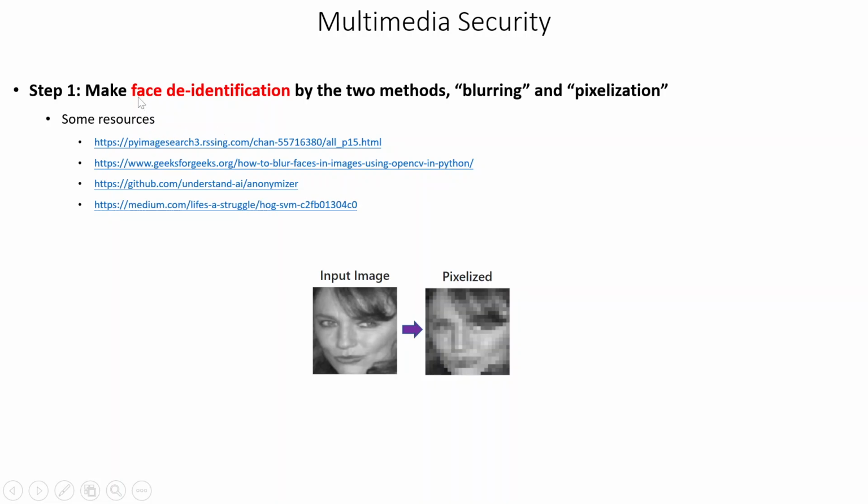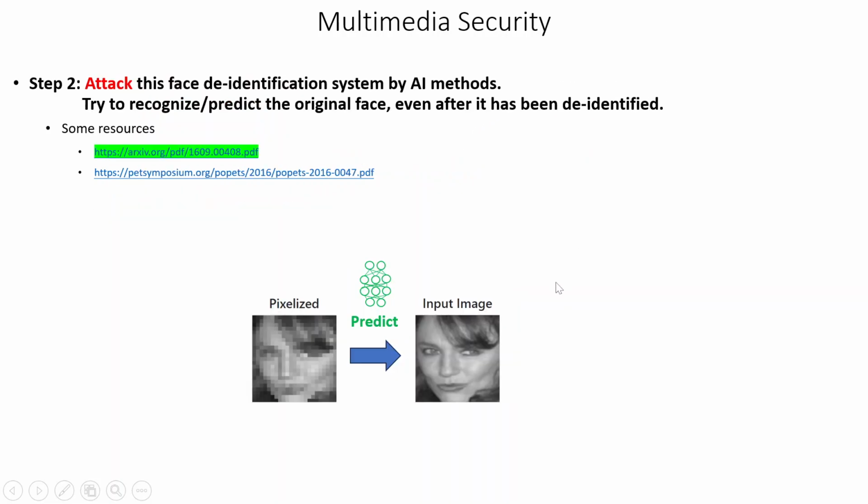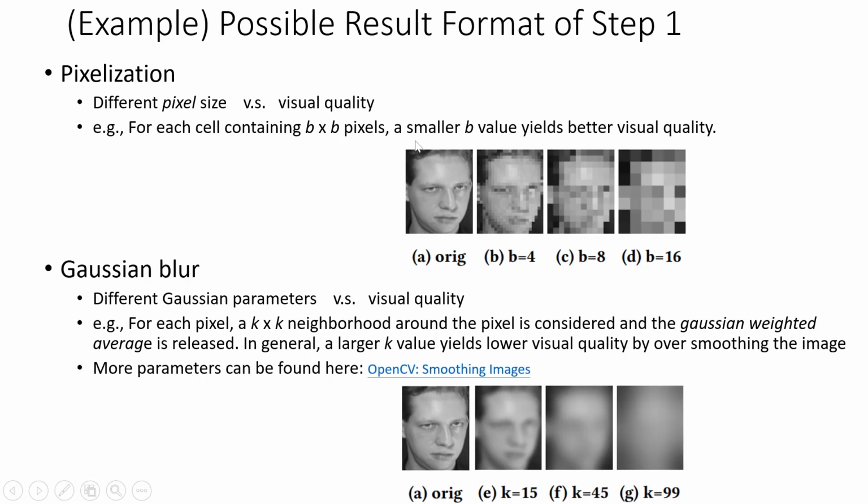For step one, I hope you can make the face identification, and you should provide the results from both the blurring and the pixelation. So for the first step, you should provide the result from pixelation and the result from blurring. I hope you can provide the two results in step one.